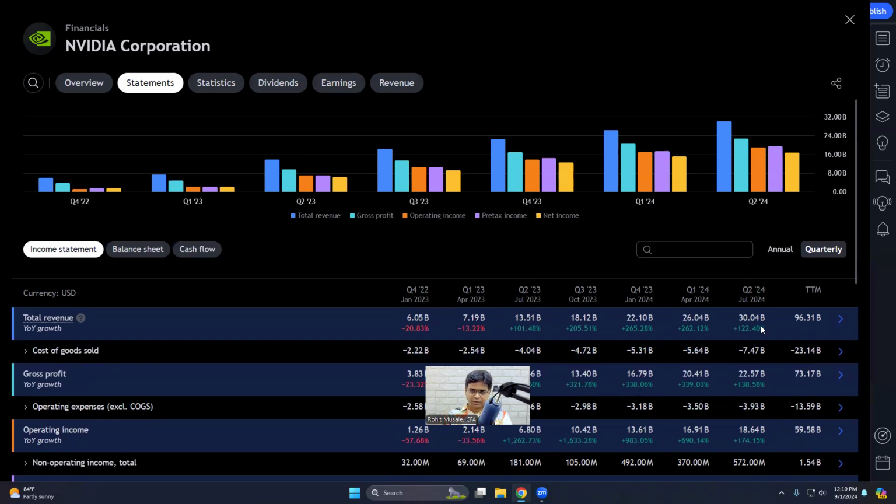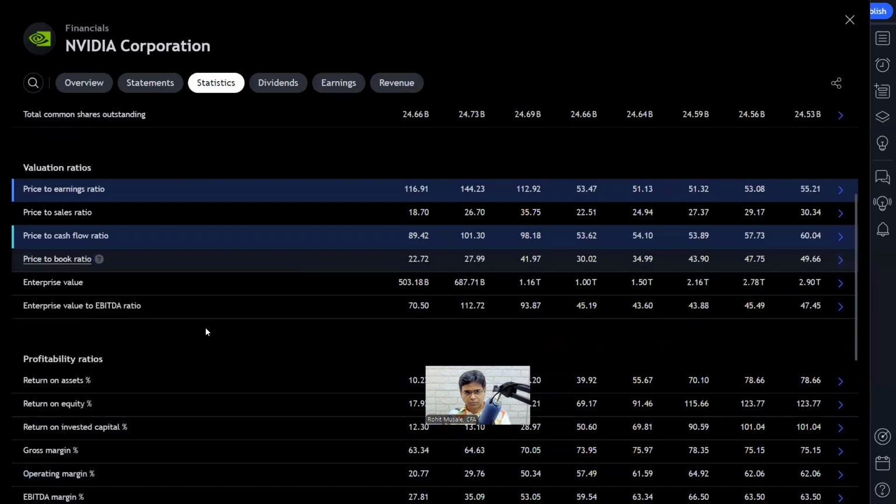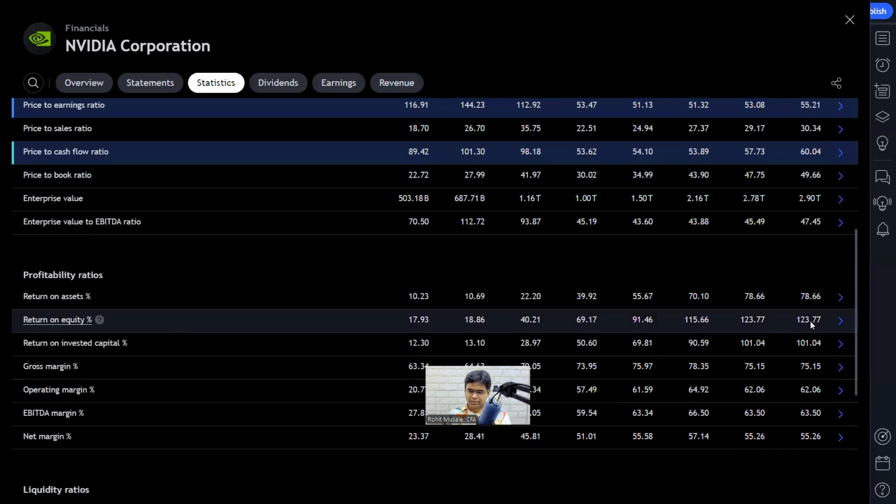Apart from this, remember I mentioned the third parameter, which is return on equity. Click on statistics, go down to return on equity, check the latest. Return on equity is 123.77%. Our criteria is minimum 17%. This is something I learned from William O'Neill because he has done extensive research and found out the characteristics of growth stocks. The minimum required return on equity is 17%. Okay. So as you can see in NVIDIA, all the three criteria are met.